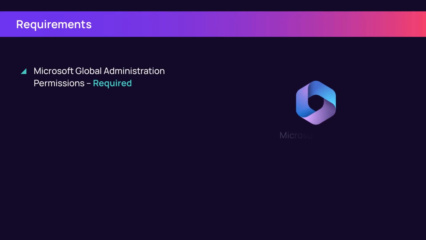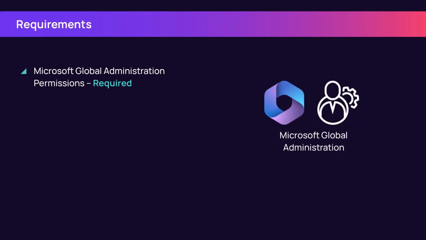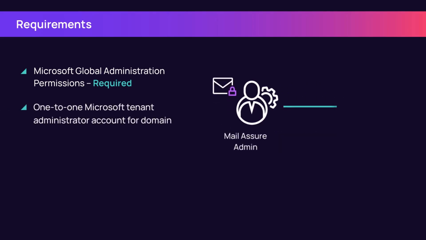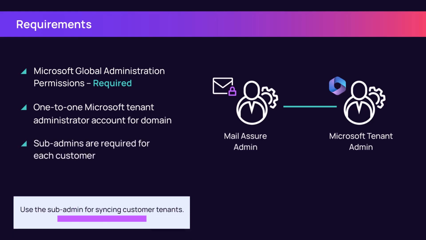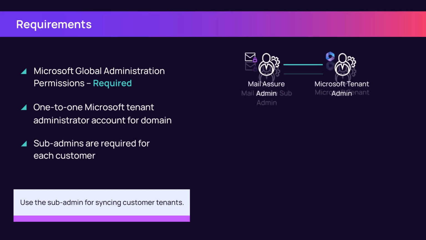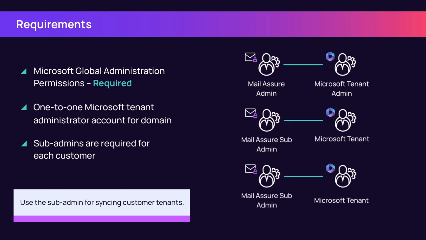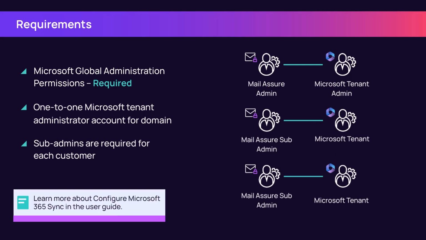Microsoft 365 Sync requires Microsoft Global Administration permissions. MailAssure applies one-to-one mapping between MailAssure admins and Microsoft Tenant Admins to prevent syncing domains or mailboxes to the wrong customer. To ensure correct mapping, create a subadmin for each of your client's Microsoft Tenant Admins. The MailAssure user guide provides detailed instructions on multi-tenant Microsoft 365 Sync.